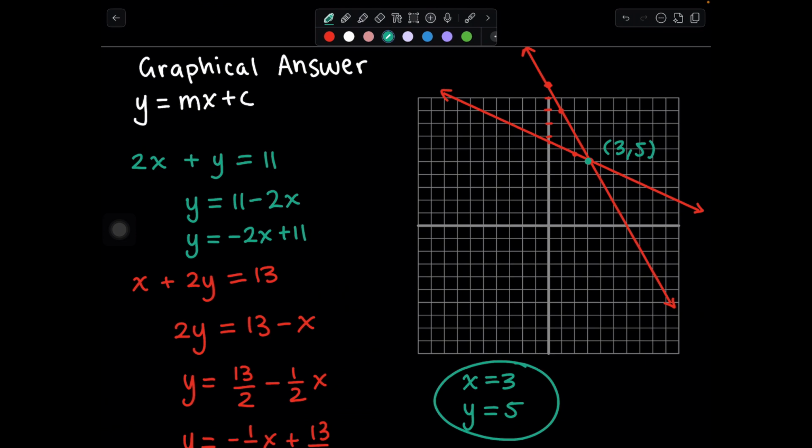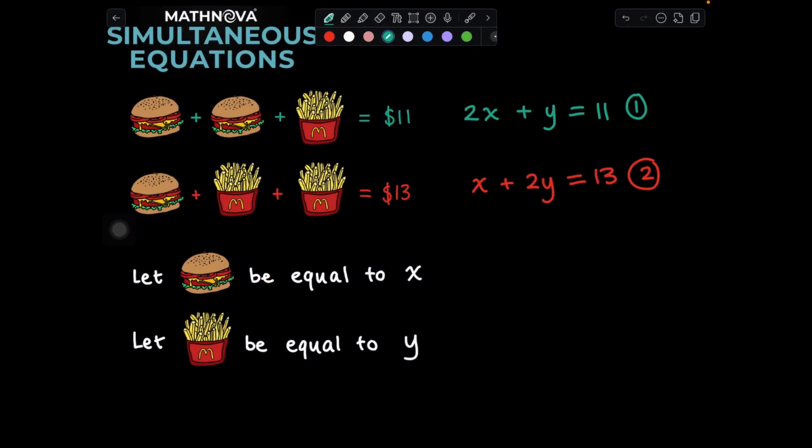So what does this show us? It shows us that the solution to our simultaneous equations is just where our 2 linear equations intersect each other. So now we can confidently say that our burgers cost $3 and our fries cost $5.